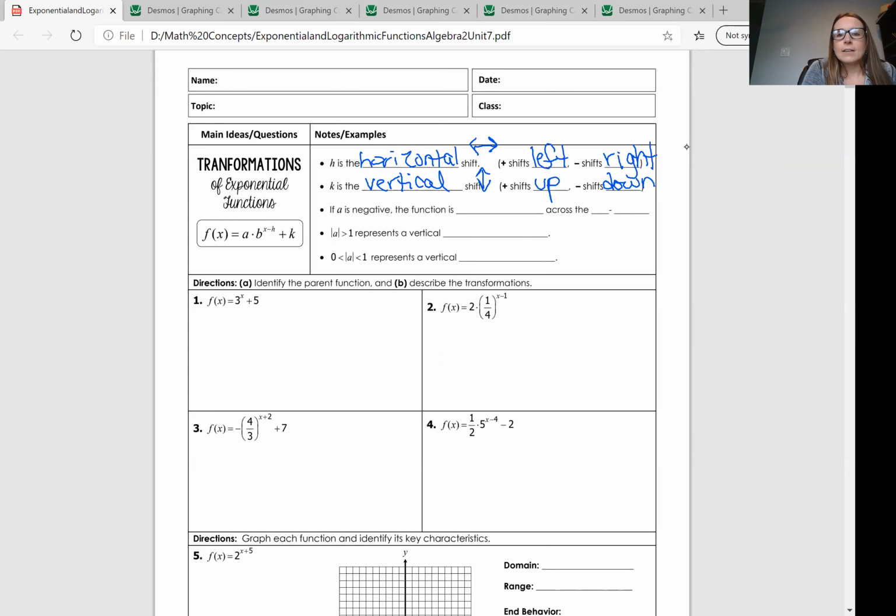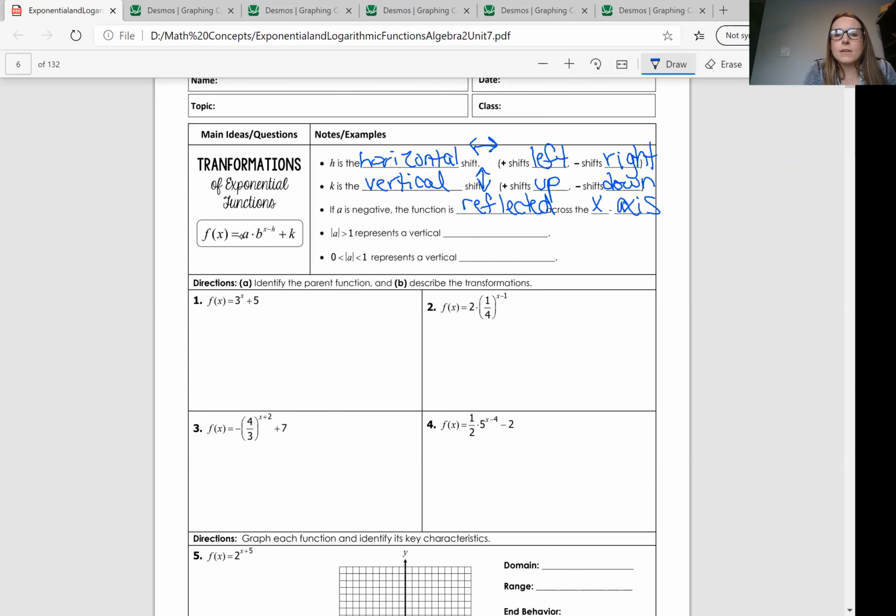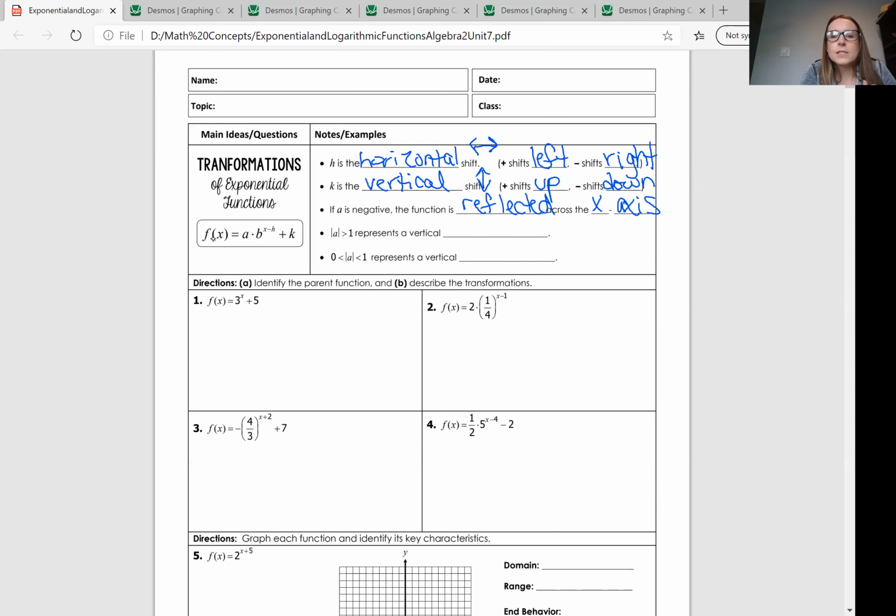If a is negative, the function is reflected across the x-axis. Okay, so if there is a negative in front of this a here, then it's a reflection across the x-axis. Now, if the absolute value of a is greater than 1, it represents a vertical stretch. And if the absolute value of a is in between 0 and 1, it represents a vertical shrink.